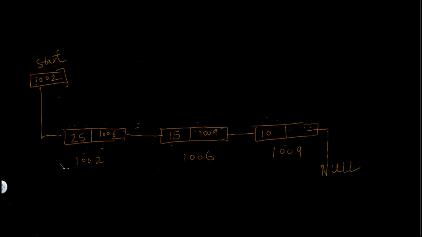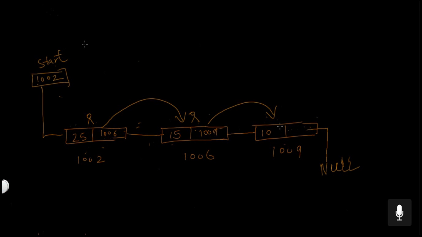And the address of the first node is stored by the start pointer, and using this start pointer we can easily reach the first node or access the first node, and from the first node we can go to the second node because this first node has the address of the second node, and from the second node we can go to the third node because the link part of the second node has the address of the third node.